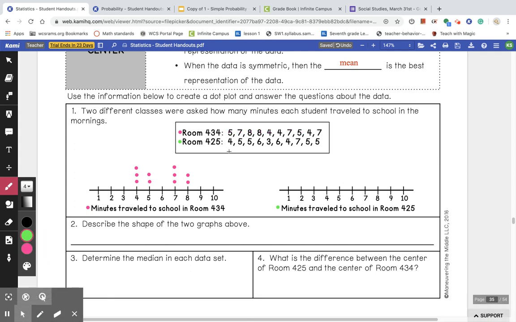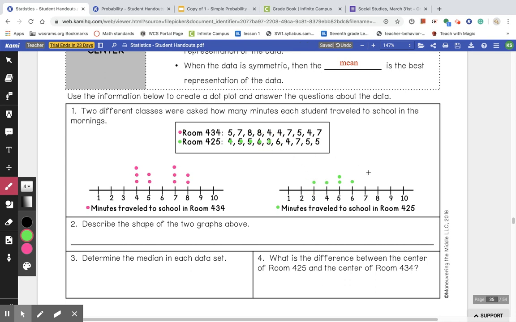All right, now moving on to room 425. The first one that we have is 4, so I'm going to put a dot over the 4 and cross it off. I have 2 5s, so 1, 2. I have 1 6, so I'm going to put that dot right over the 6. I have 1 3.